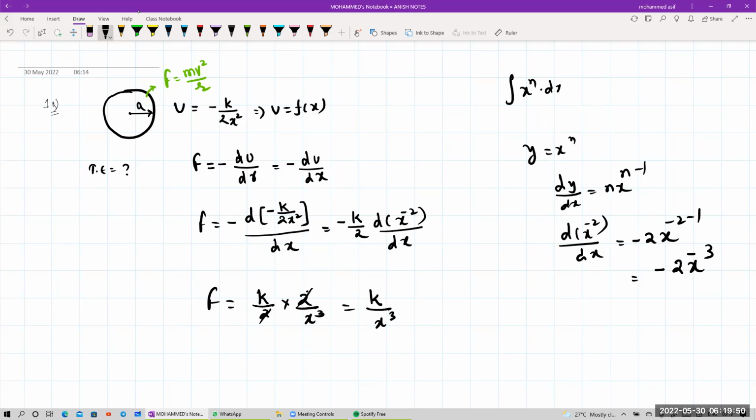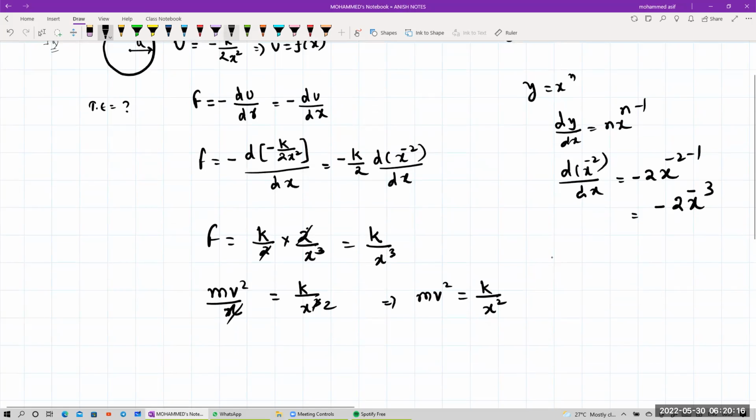What is the centripetal force formula? F is equal to m into v square divided by r, that is equal to k by x cube. Here r is x. So if one x cancels, we will be writing a square here. That means m v square is equal to k by x square. Got it? Tell me the formula for the total energy.